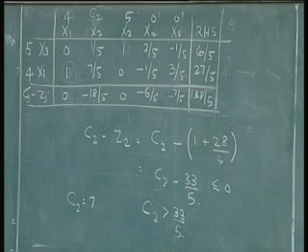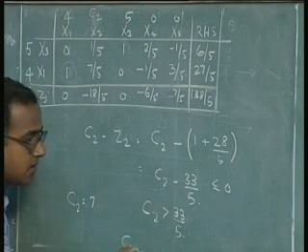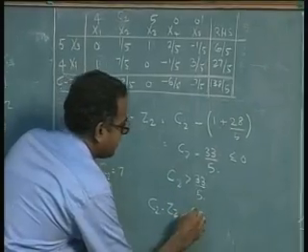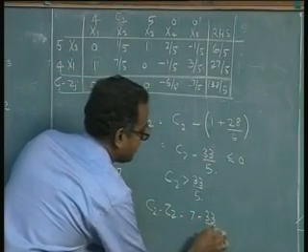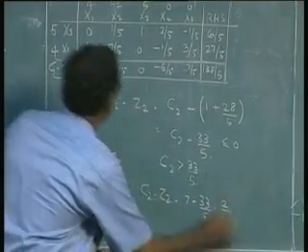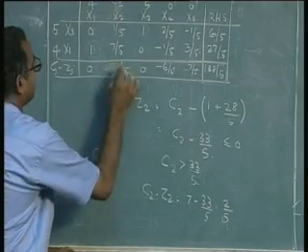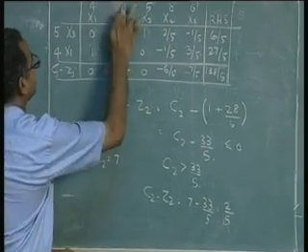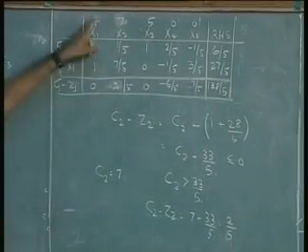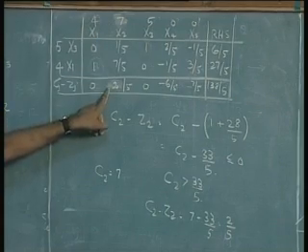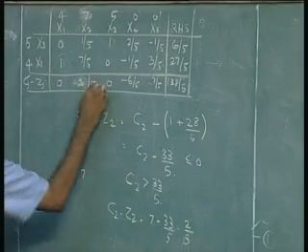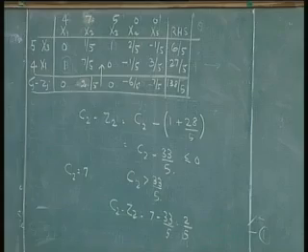So if we consider C2 equal to 7, then C2 minus Z2 will become 7 minus 33 by 5, which is 2 by 5. So this will become plus 2 by 5, and because of this 2 by 5, variable x2 will enter the basis.